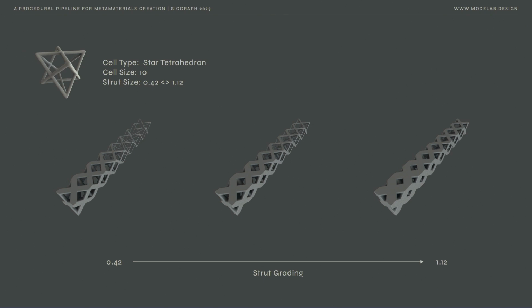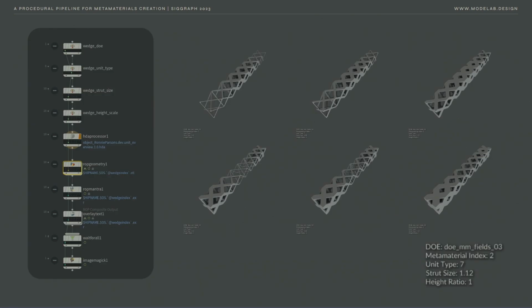Here you'll see that we're grading the strut, right, across this particular type. This is called a star tetrahedron. And we're holding the cell size consistent. So the strut size is being tuned between 0.42 and 1.12 millimeters across the domain. Now, that works pretty well if we're talking about a really simple DOE, or design of experiment. But when it comes to scaling that kind of workflow, we really need to tap again into some other technologies that ship with Houdini.